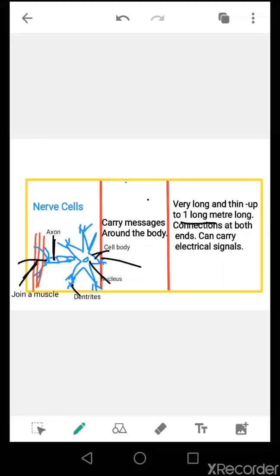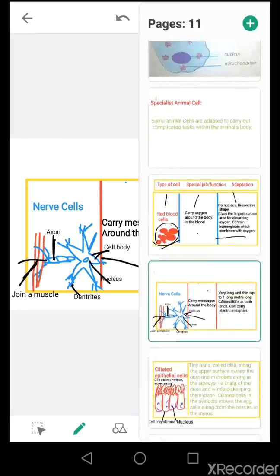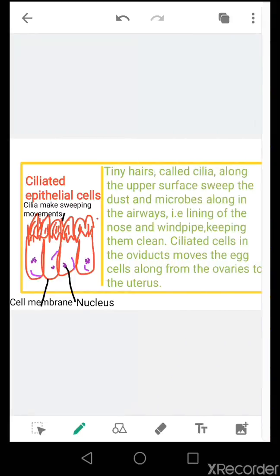Students, moving towards ciliated epithelial cells. Let's move to that slide over here. Now I've drawn the slide over here. As you can see, this is the cell membrane, and the purple, circular parts you can see, this is the nucleus. Okay, now these are ciliated epithelial cells.